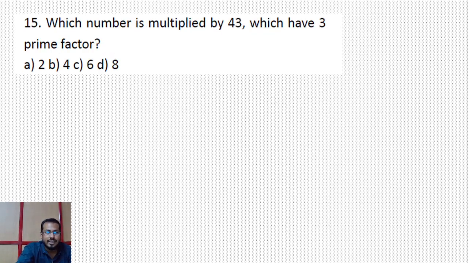Right, next: which number is multiplied by 43 which has 3 prime factors? So same kind of question once again. The 15th question: which number is multiplied by 43 which has 3 prime factors? Just three prime factors: 2, 3 into 43. 2 times 3 times 43, I'll get 258.